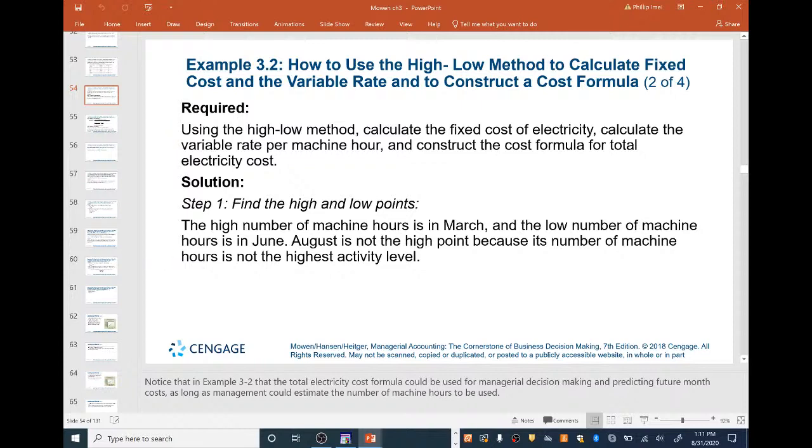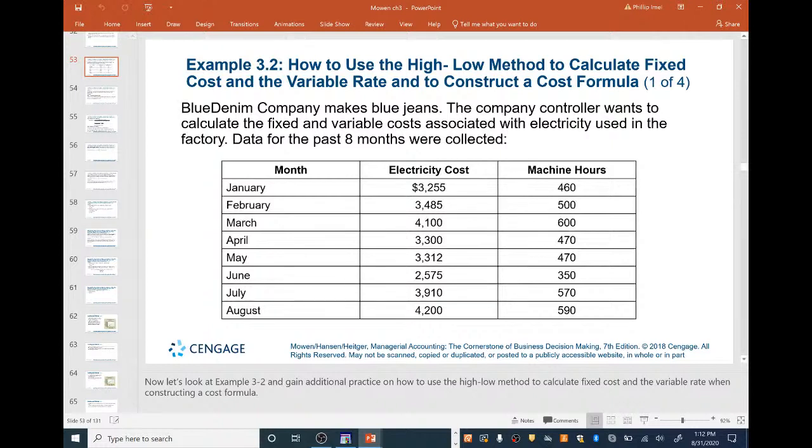Okay, so right here it says the high number of machine hours is in March. So let's look back at our chart here. Machine hours is on the right, right? So they're saying March is the high number of hours, 600 hours. So we can see that's the highest of all of these. So 600 hours, the machine hours. Notice it's not the cost, it's the hours used, right? So that's the high end in March.